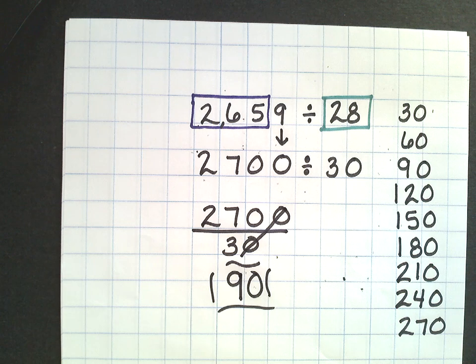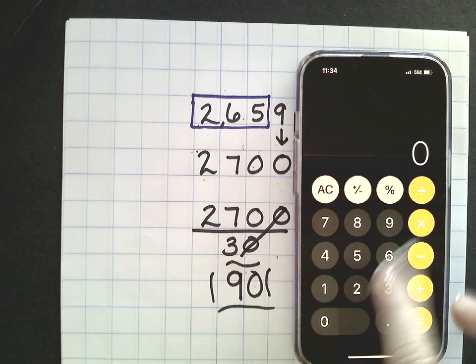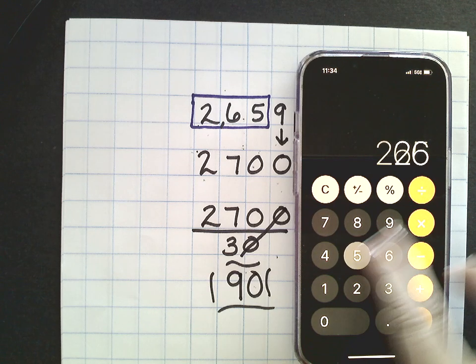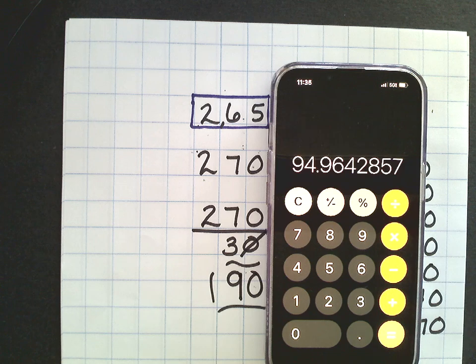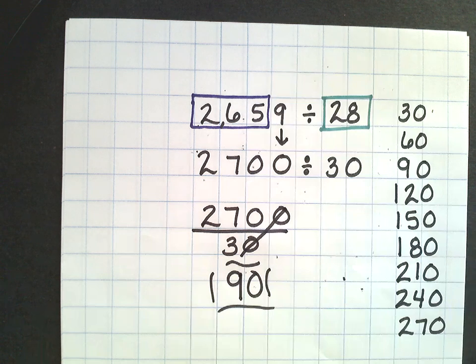Let's take a look at the actual quotient. 2,659 divided by 28 equals. So we said about 90. Take a look at it. It's 94. It's pretty close.